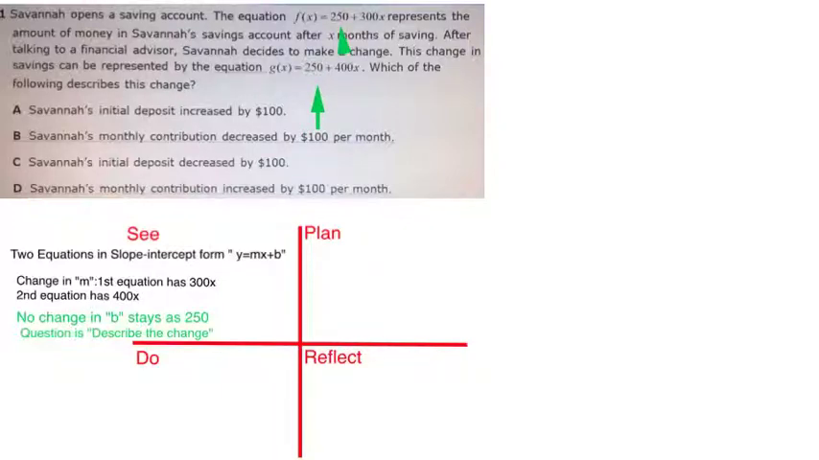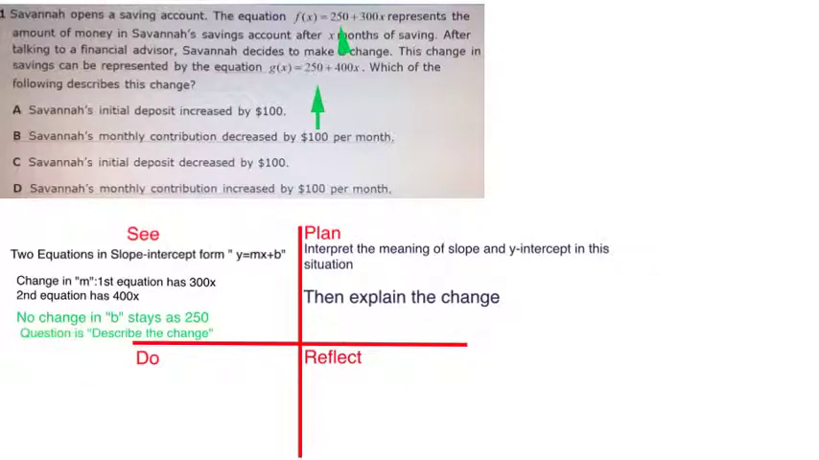We also notice that the question says describe the change. Now for plan, we're just going to interpret the meaning of slope and y-intercept in the situation and explain the change. Now, when you come to the do segment, this is when you actually do what you have planned to do. So we're going to write down the meaning of slope and y-intercept under the do section.